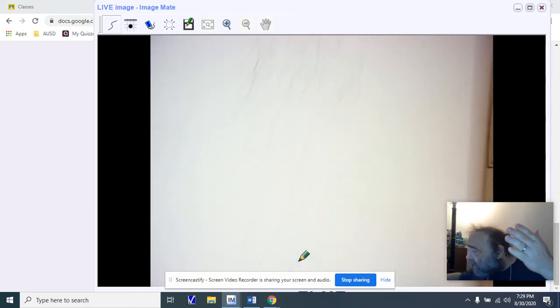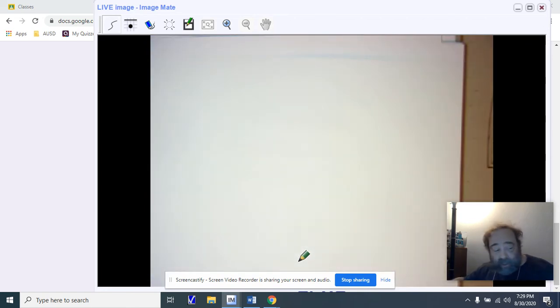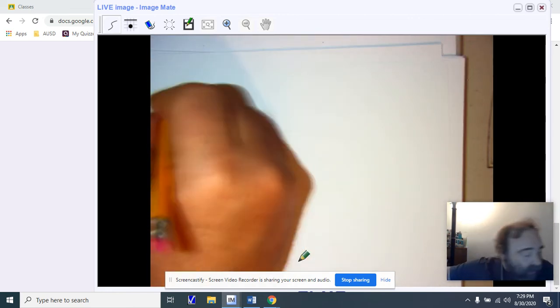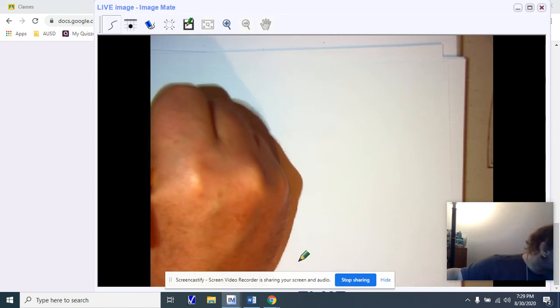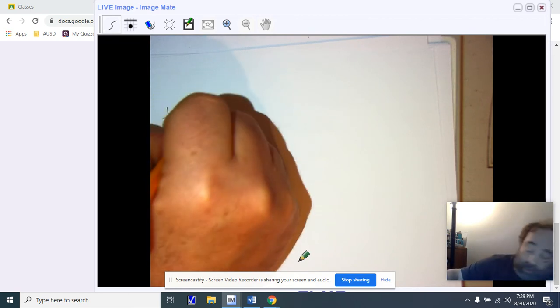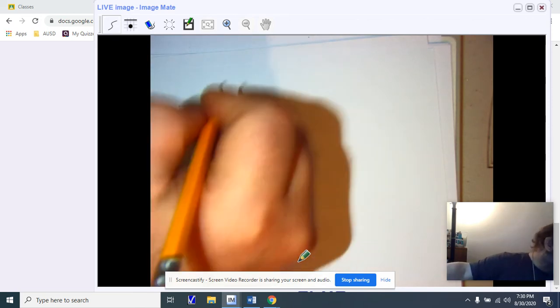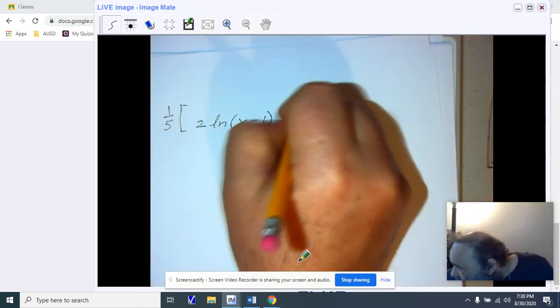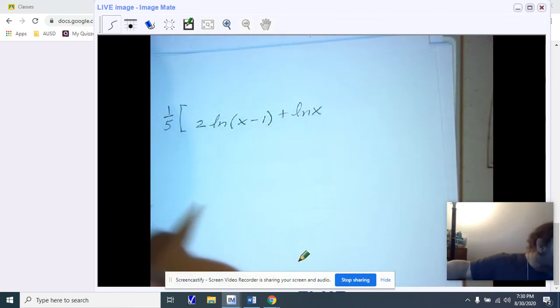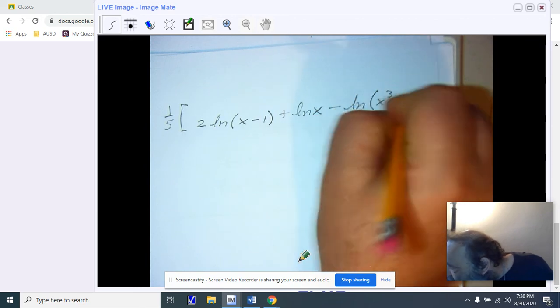Let's now look at the condensing process, shall we? Now, condense is exactly what it sounds, going in the opposite direction, trying to find out what something is. So let's take a look at something like 1/5. We're going to put brackets: 2 natural log of x minus 1 plus natural log of x, so similar to what we were looking at. And then we're going to minus the natural log of x cubed plus 1.